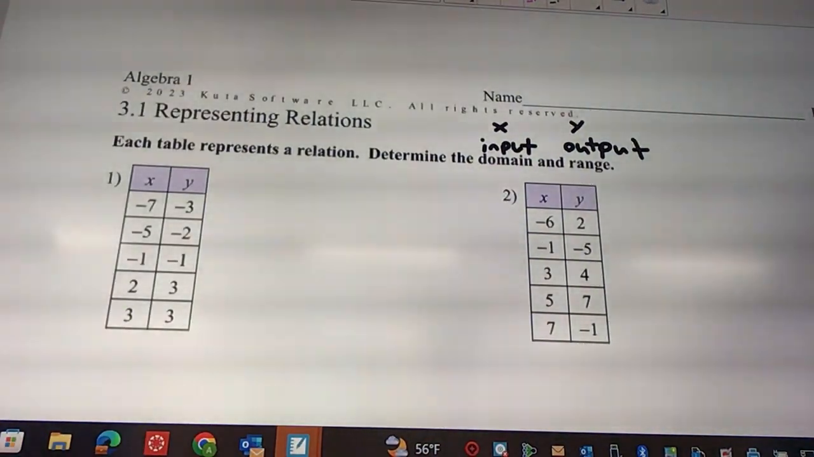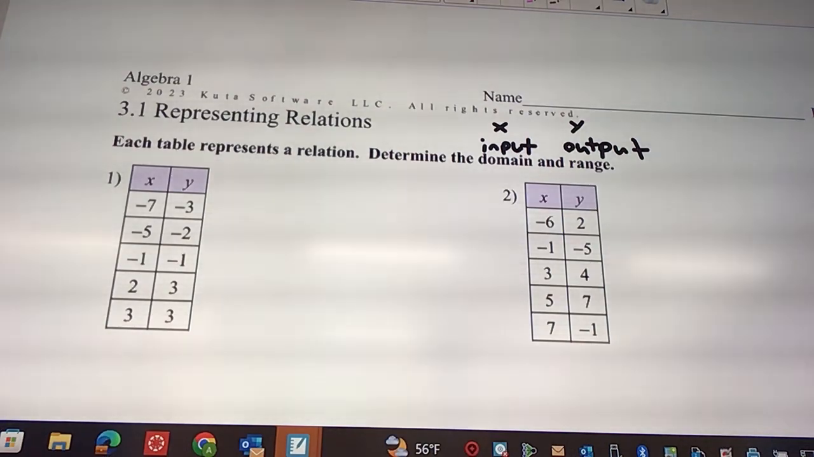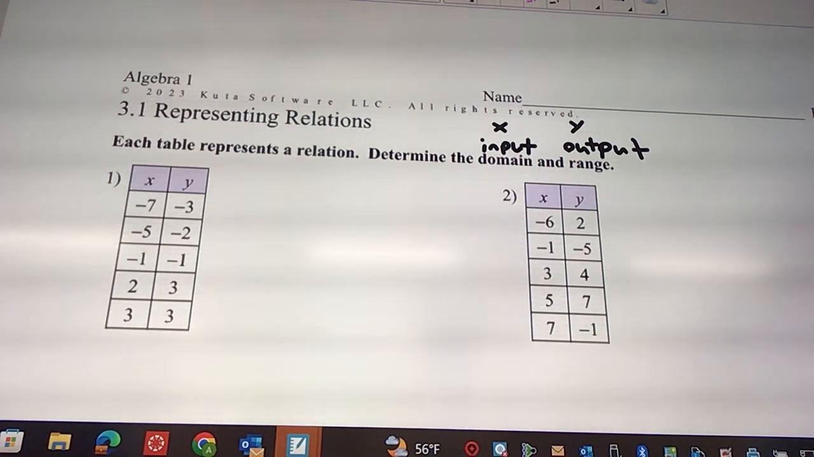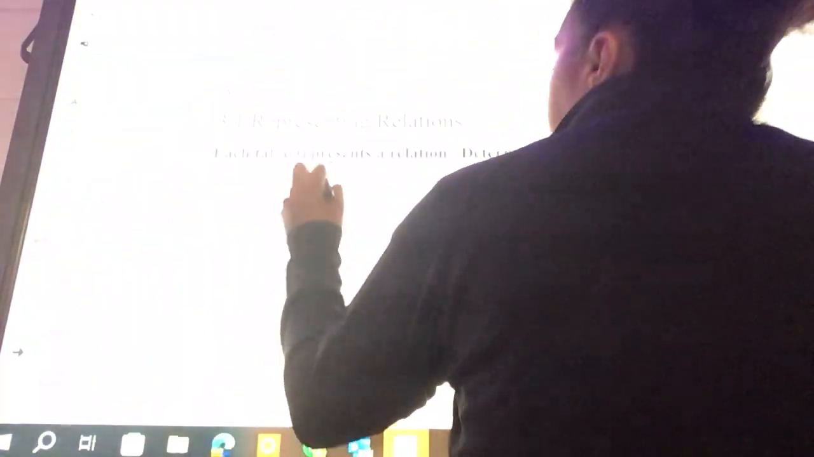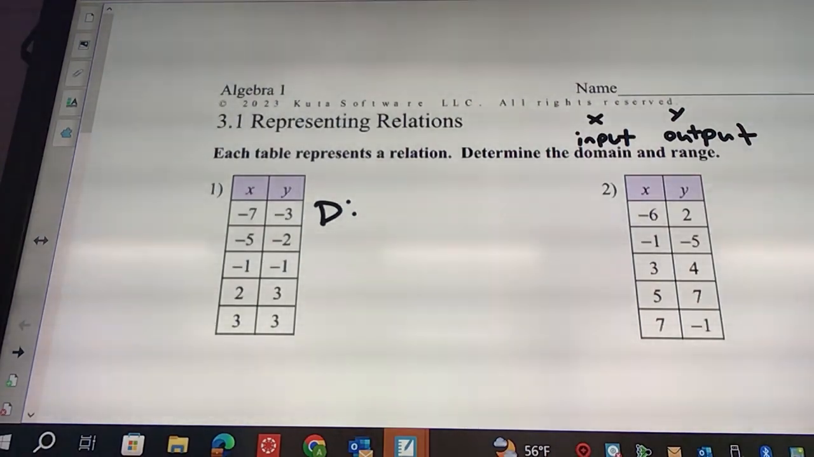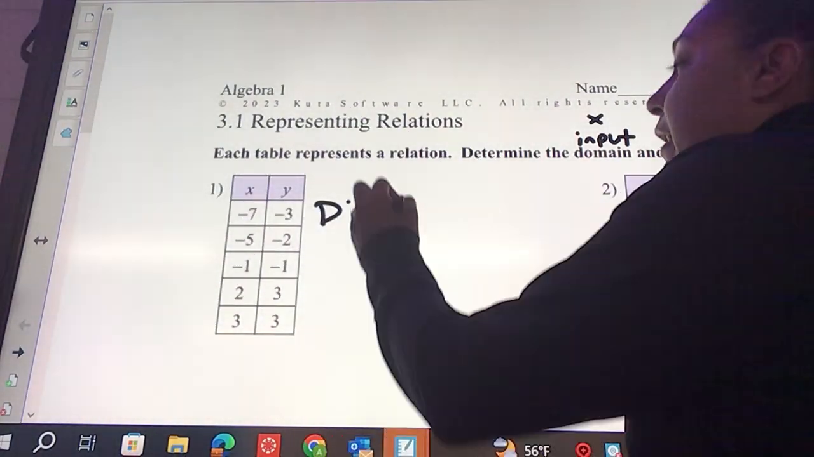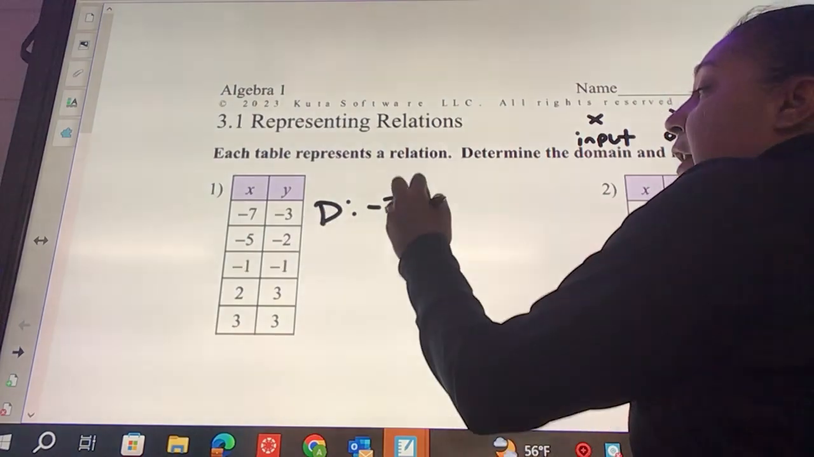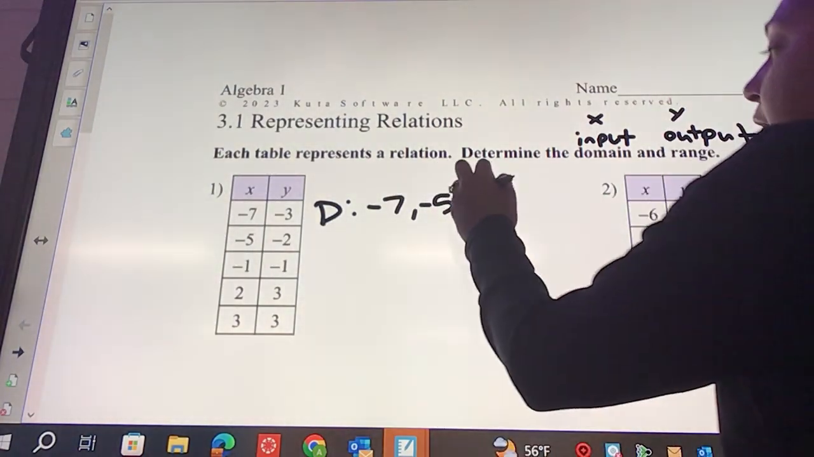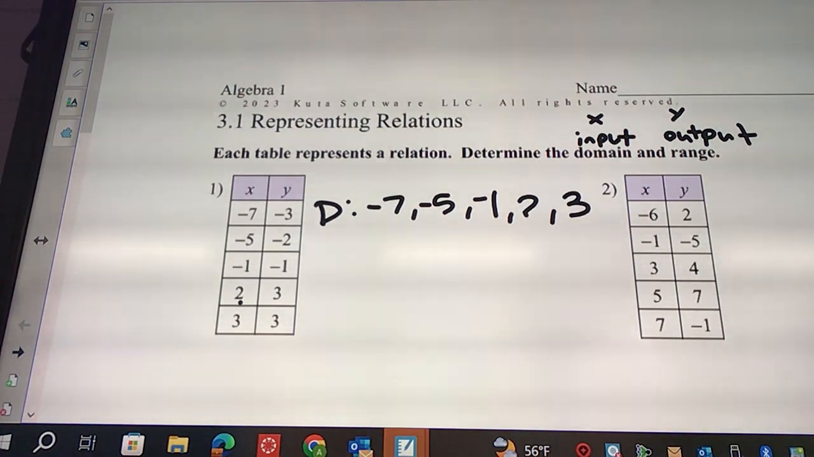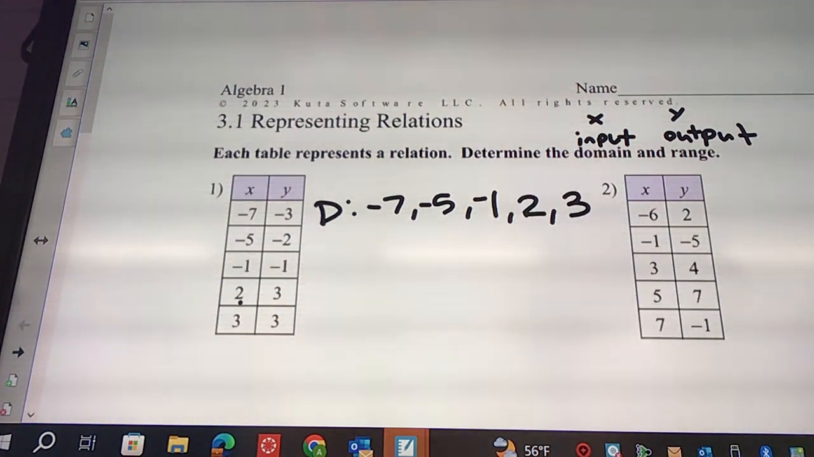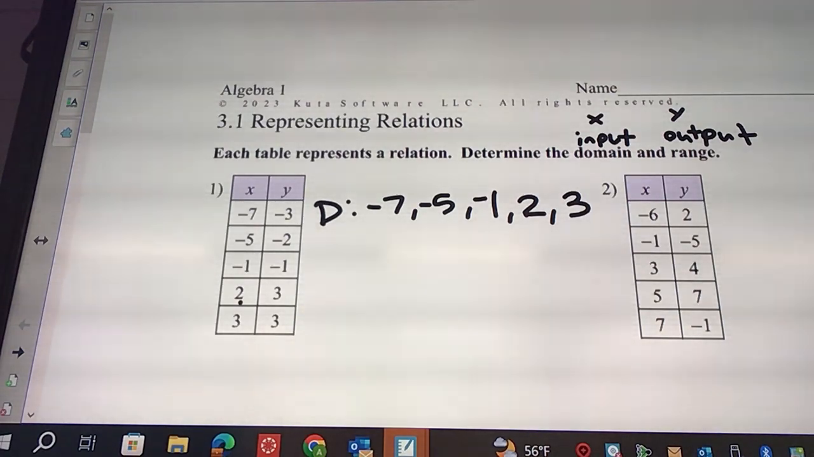Again, in terms of our vending machine, our input, that's our quarters, or we swipe our card, whatever, cash. The output is our snack. So all we need to do for number one, we're going to say the domain, and we start listing all of our x's. Well, I got -7, -5, -1, 2, and 3. This is a 2. It doesn't look like one, but that is our domain. That is all of our inputs.